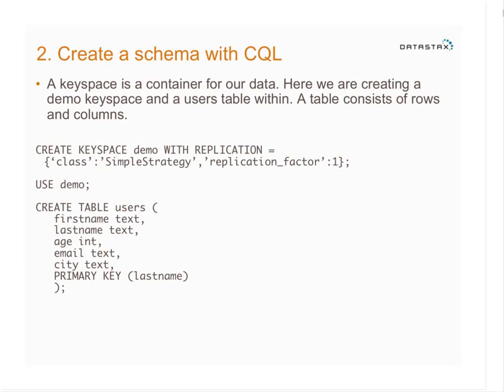So keyspaces hold our data in Cassandra. They have tables which are made up of rows and columns. A row represents a single data entry. Here I am showing the creation of a keyspace in CQL, and never mind the class and replication factor component for now, because that's outside the scope of this webinar, but you can look that up on your own if you'd like. And then I create a users table within that keyspace, where I assign the columns a name and a data type.